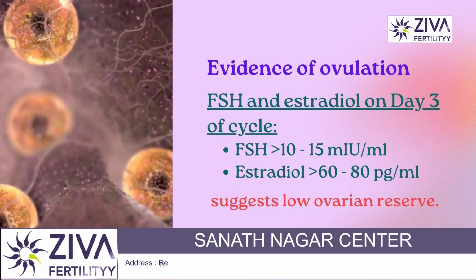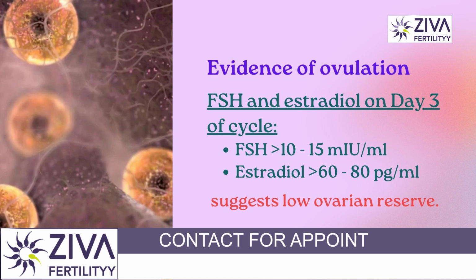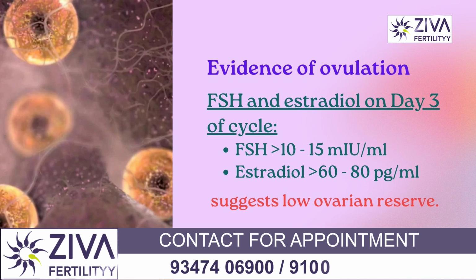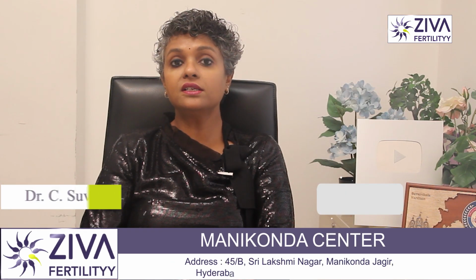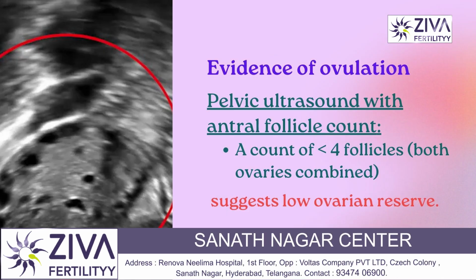FSH and estradiol levels on day 3 also indicate to us whether ovarian reserve is less. If FSH is greater than 10 to 15 milli-international units per ml and estradiol is greater than 60 to 80 picograms per ml, it suggests that the ovarian reserve has come down and you should begin at least treatment for fertility. A pelvic ultrasound with antral follicular count.